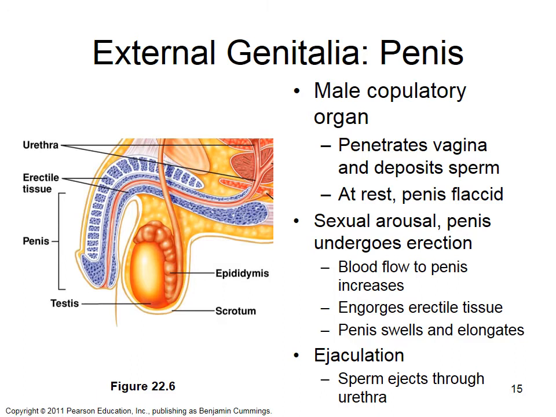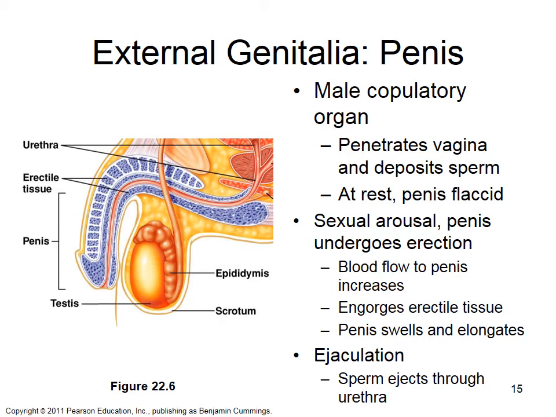Right? At rest, it is flaccid. After sexual arousal, it undergoes erection. And so this spongy erectile tissue fills with blood because blood flow to the penis increases due to parasympathetic nervous system causing vasodilation of arterioles. And this is the only instance where the parasympathetic nervous system innervates arterioles, right, and then causes vasodilation.